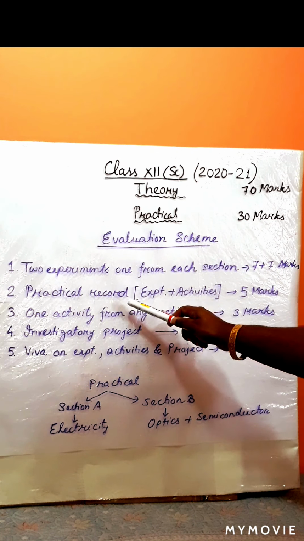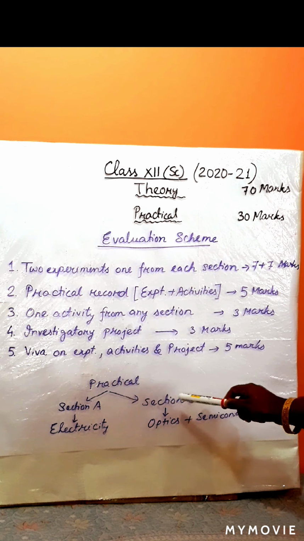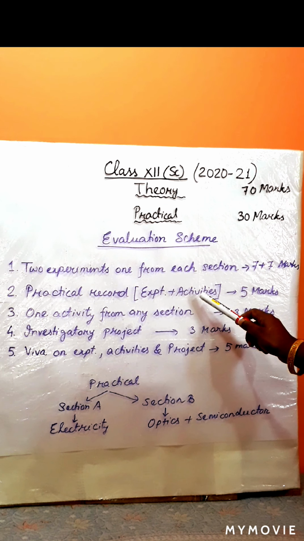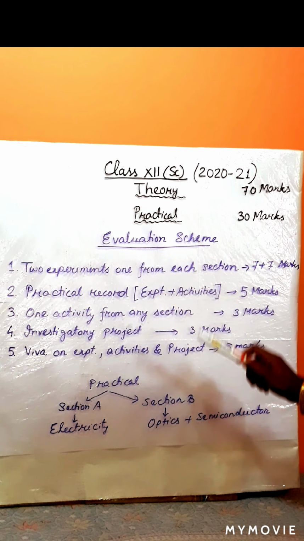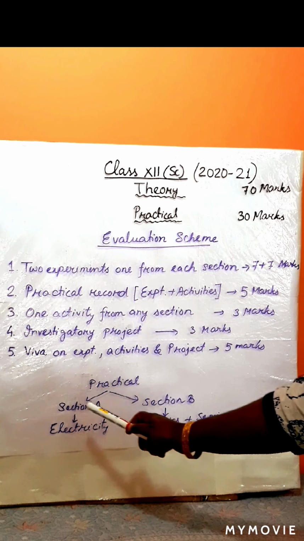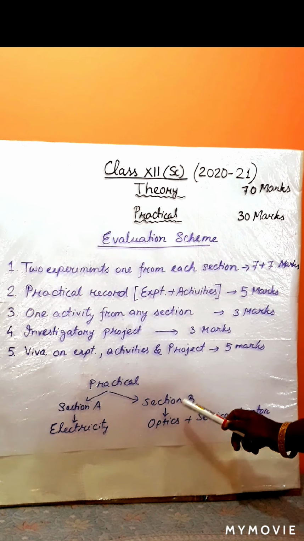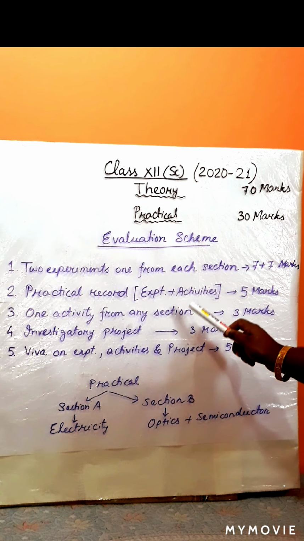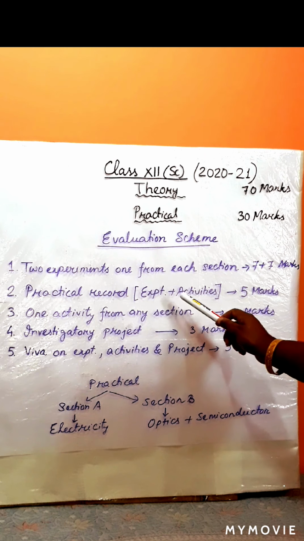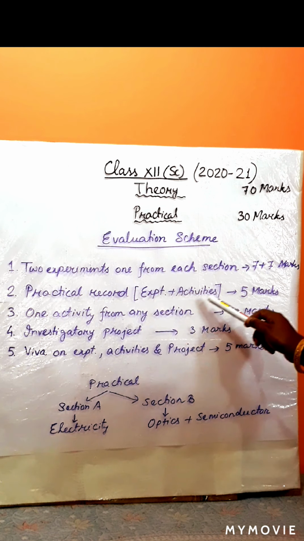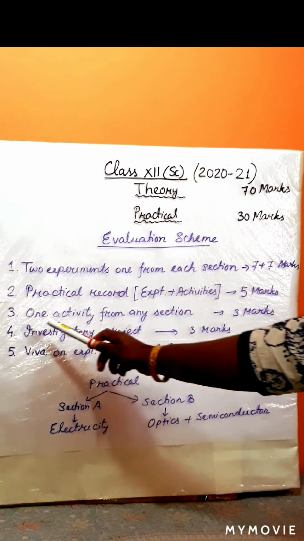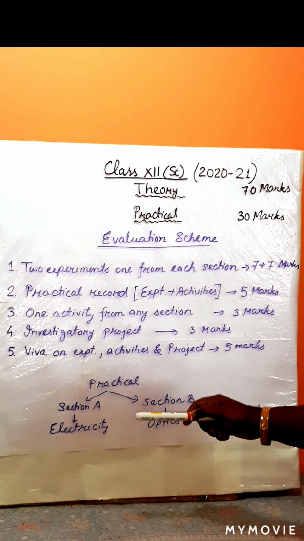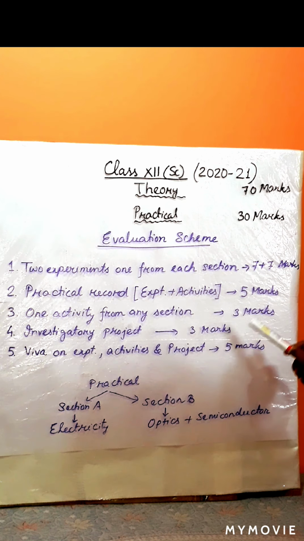Now practical record. Based on this experimental copy, which you will do practically in our lab, plus activities. Now for activities, we have to record 6 activities from each section. There are activities in Section A and also some activities in Section B. From each section we have to record 3 plus 3, a total of 6 activities. Now this copy, that means the experimental copy and activity copy, will carry 5 marks. Number 3, 1 activity from any section. So you have to do any one activity from any section, which will carry 3 marks.